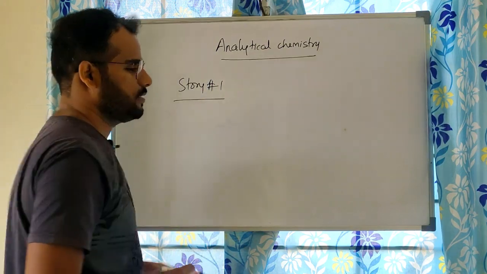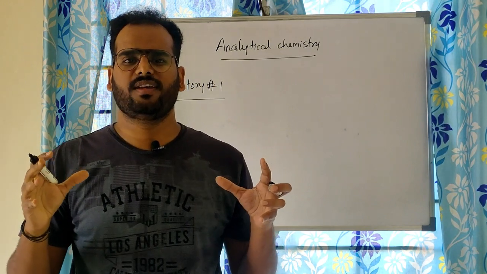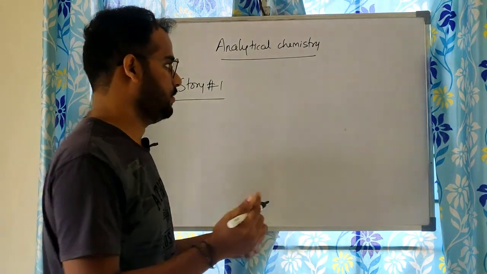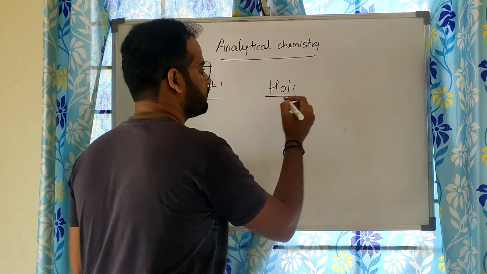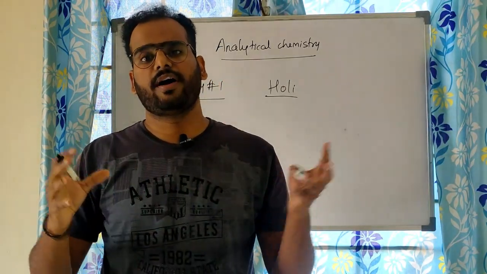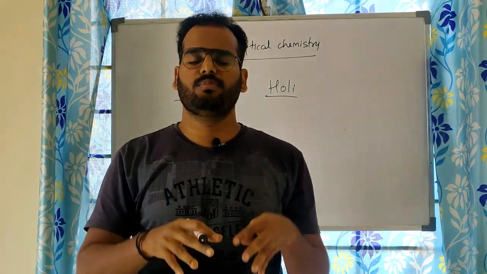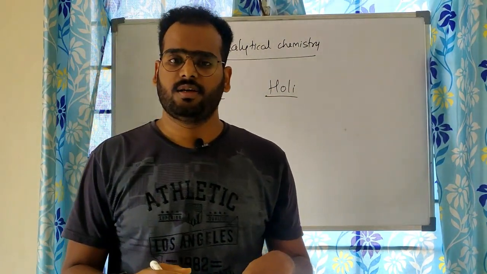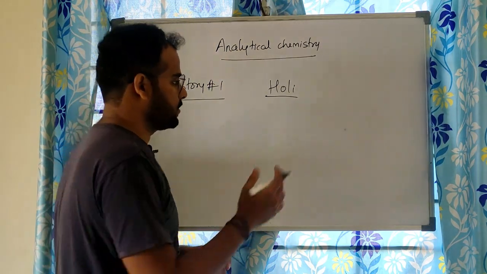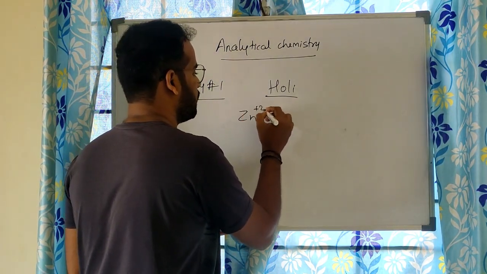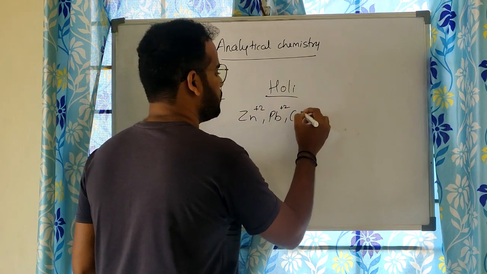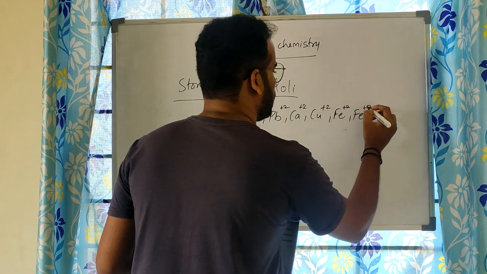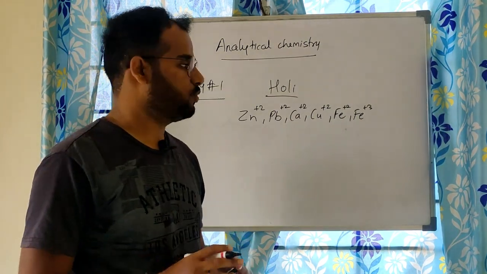Number one, listen carefully. So it starts during the festival season of Holi, the festival of colors. Okay, so it is happening on Earth. And what happened? Some ions from other planet came to Earth and they were residing in one building. And because they were from other planet, they were invisible. My story, my rules. So what are those? Zinc was there, lead was there, calcium was there, copper, ferrous and ferric. So these are the 6 ions came to Earth.